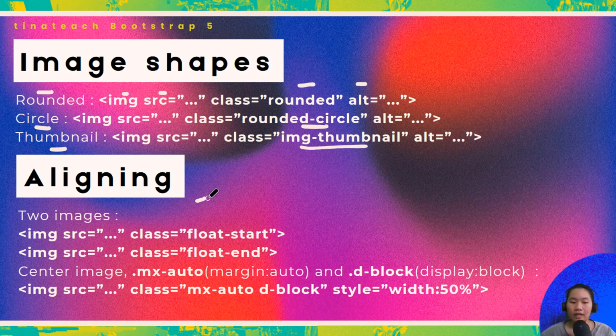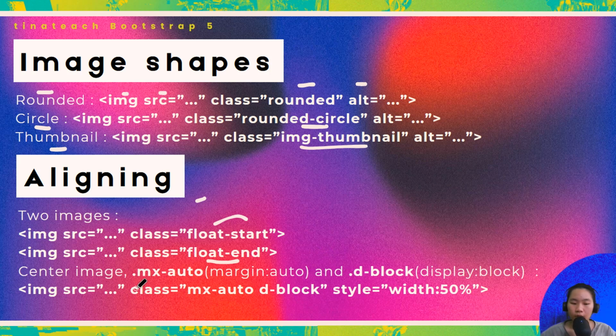Next up, aligning. We're going to work on aligning two images, and you can certainly use them with float-start and float-end. Now, the float keyword here may sound very familiar to those who have brushed up a little bit with CSS. If you remember, you can actually float an image left or right as a way of positioning them. And it works similarly here in Bootstrap. If you float start, it goes to the left, float end, and it goes to the right, okay?